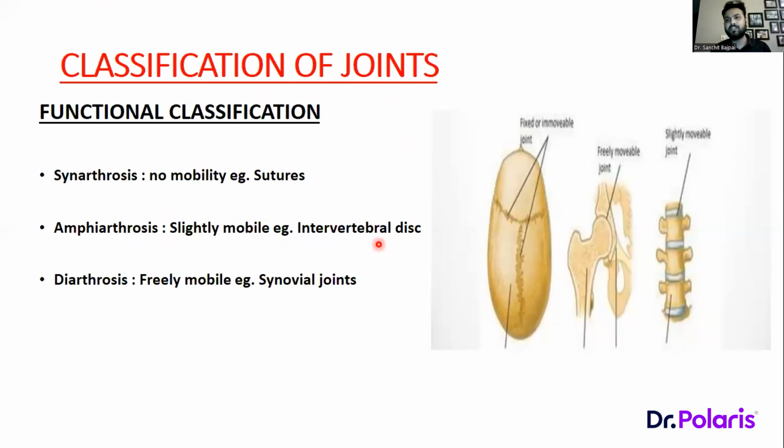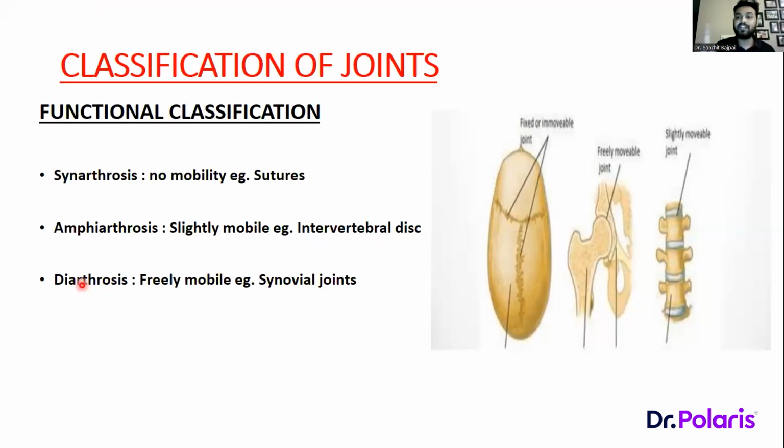We are going to see synovial joints in a complete category. As a category, we are going to dissect out each and everything about what synovial joints are. But just remember, wherever joints become freely mobile, that means suppose they are moving like this and this, they are called synovial joints. Okay, they are freely mobile and they come under diarthrosis.